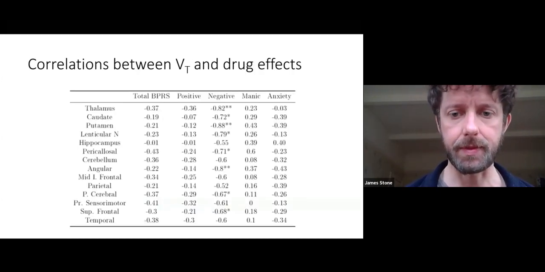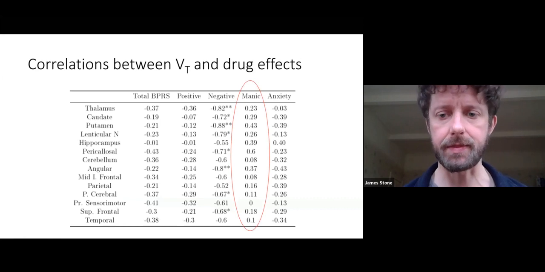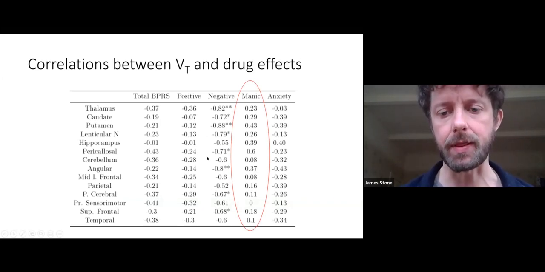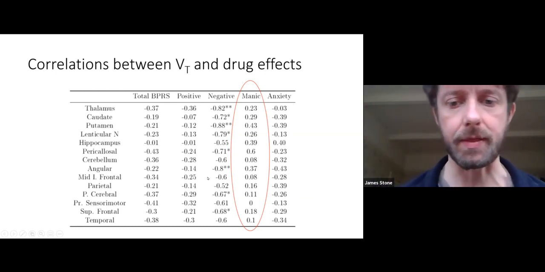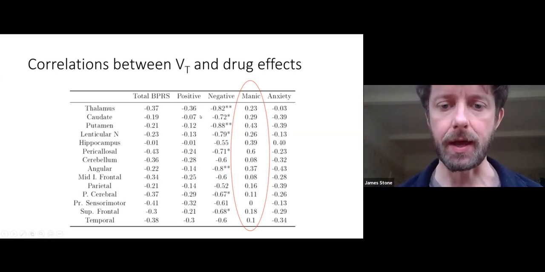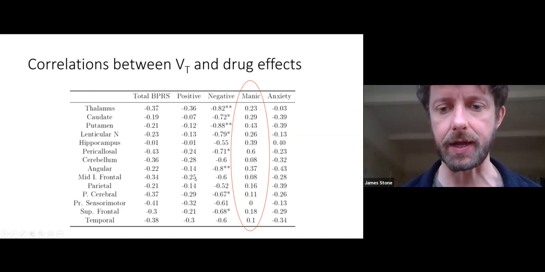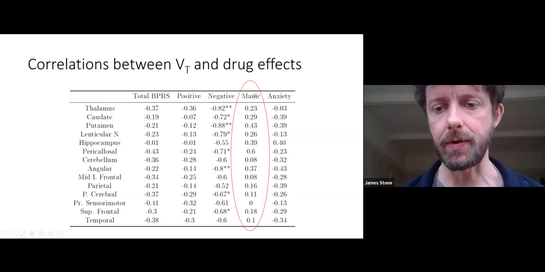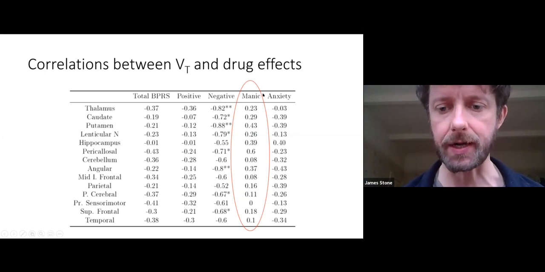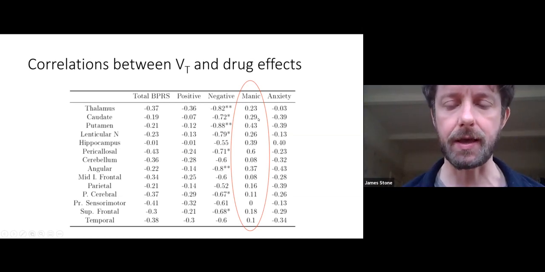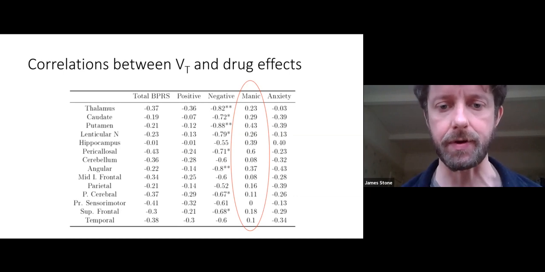So you can see that, interestingly, the negative symptoms here were the ones that came out as being significantly associated. But if you look at all the positive, negative, and anxiety symptoms, they're all negatively correlated, although some of them non-significantly. Whereas the manic symptoms go in completely the opposite direction, non-significant, but it suggests that the manic symptoms are occurring, but maybe not through NMDA receptor blockade.